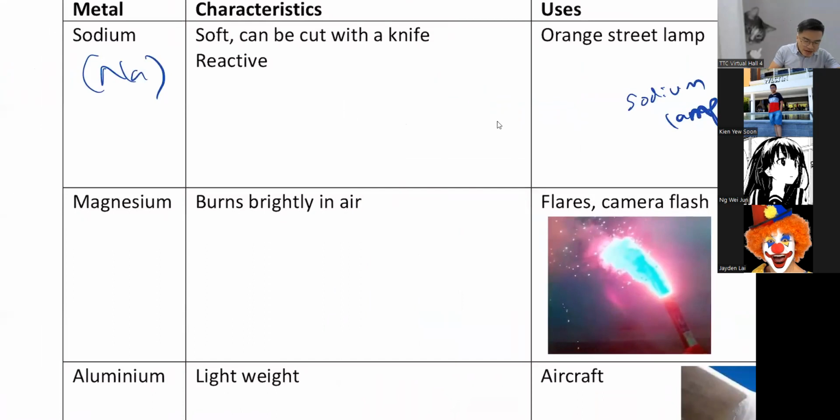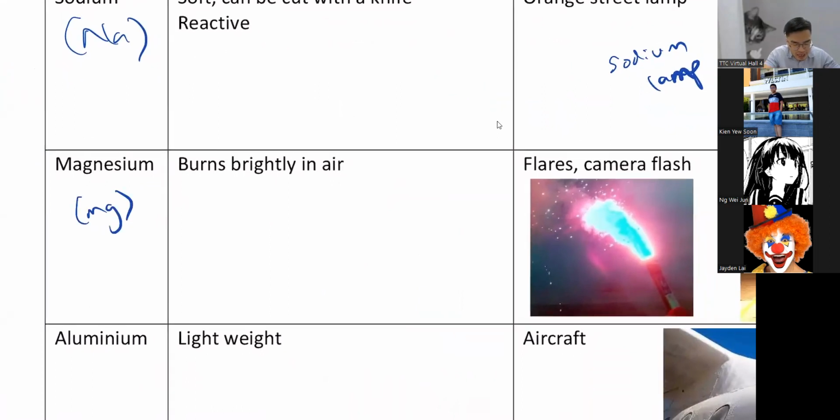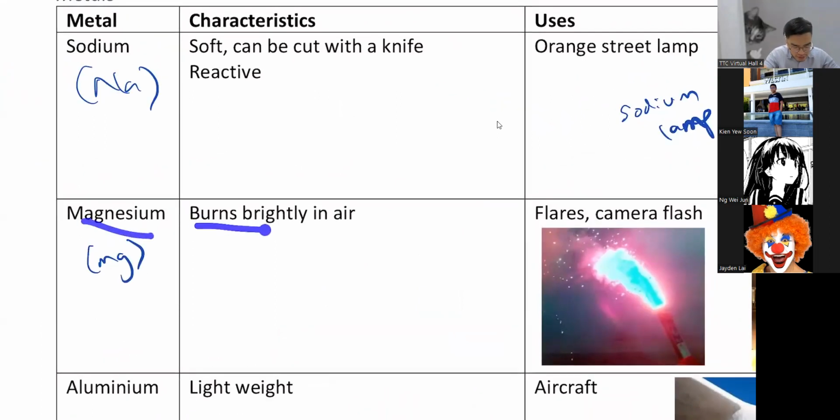Anyway, next is your magnesium. Magnesium is Mg. You don't need to know the symbol, but I'm just telling you. As we know, magnesium burns very brightly in air. So where do we use magnesium? We use it in flares.